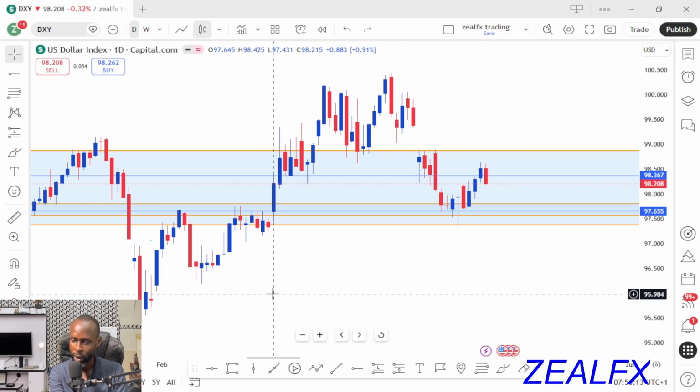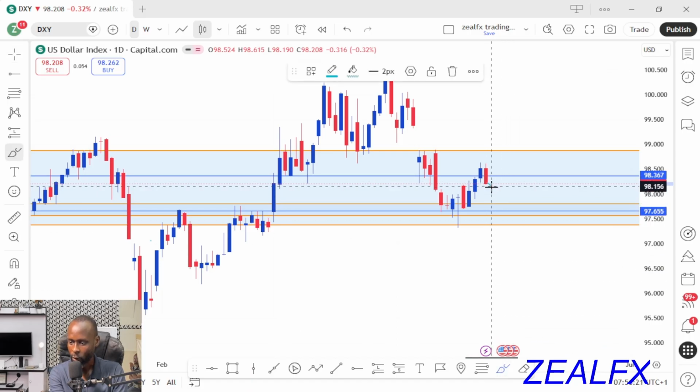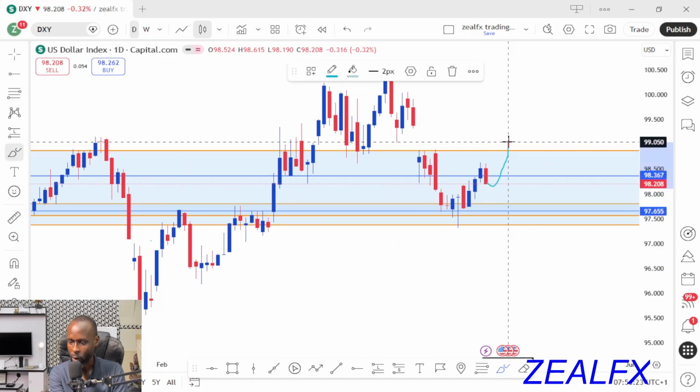So as long as the DXY confirmed a buying opportunity this week, we have to look for possible buying opportunity on the DXY from this level to the top.